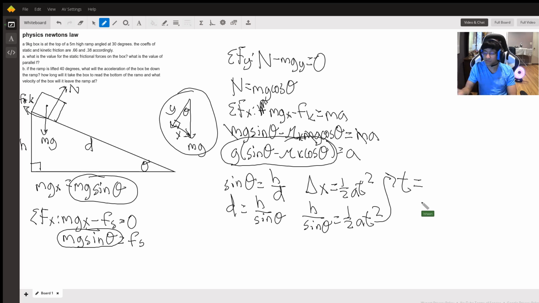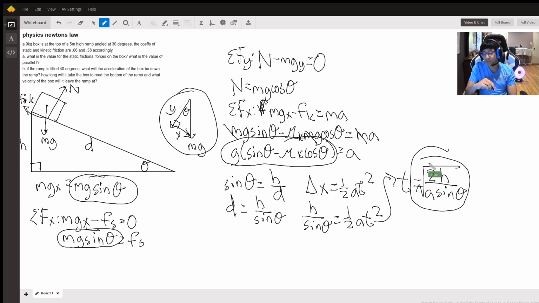So t equals, we can multiply by 2, we can divide by a, and we can take the square root. So 2h over a sine theta, and then the square root of that. And that's going to be our t, that's going to be our final answer for the time that it'll take to reach the bottom of the ramp.